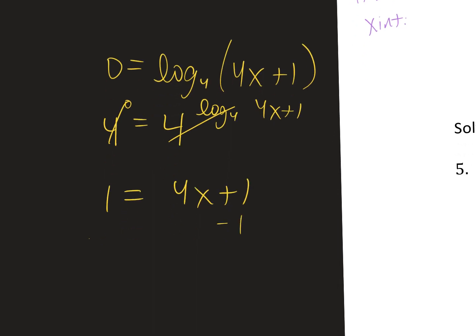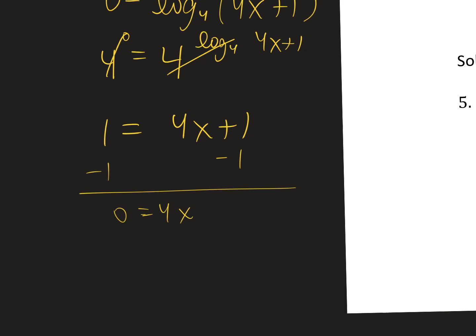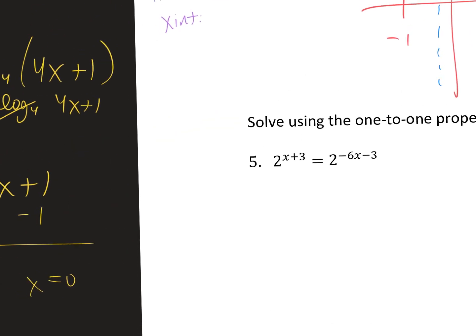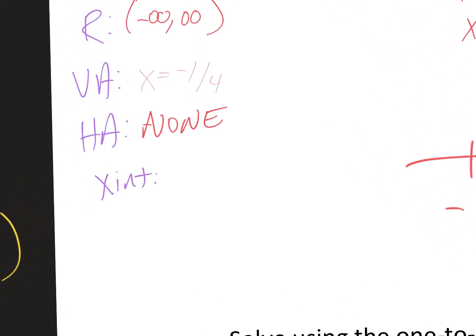Do you guys agree with me? I'm going to subtract 1 from both sides. I get 0 equals 4x. So divide both sides by 4. What does x equal? So I write my intercept as an ordered pair. My x-intercept is at 0, 0.